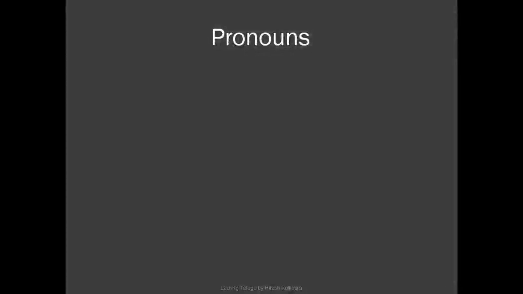Pronouns. Now, I want you to forget about Telugu for a while and think about English or any other language that you are native to. In any language, why do we use pronouns? What is their meaning? What are their examples? And what is their usage? Let us see one by one.